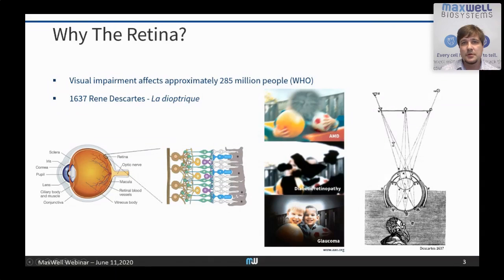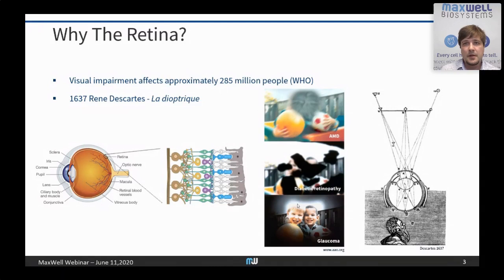And one can ask the question, what drives vision research? First of all, it's the socioeconomic aspect of it. This is huge because some sort of visual impairment affects approximately 285 million people worldwide. As it is evident in these pictures, diseases like age-related macular degeneration, diabetic retinopathy, or glaucoma significantly reduce the quality of life of patients. And of course, the other aspect of vision research is driven by curiosity.